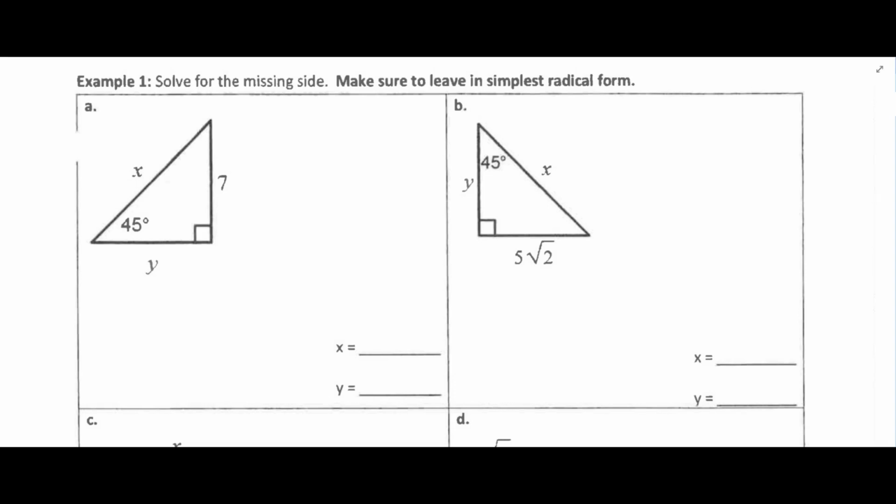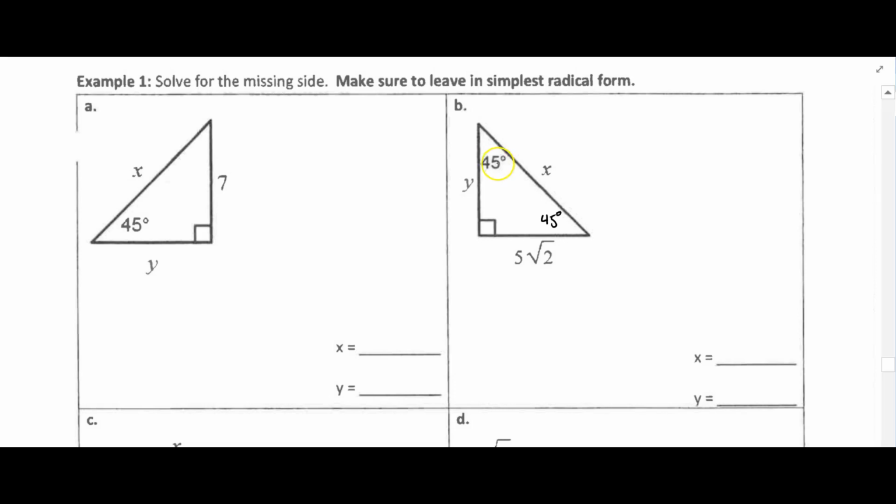Let's look at example B. And we can see it's a 45, 45, 90. The first thing you should do when you look at a right triangle problem is determine if it's a special right triangle, and if it's not, then you're not going to use the special right triangle ratios. Those are reserved for either 30, 60, 90 triangles or 45, 45, 90s.